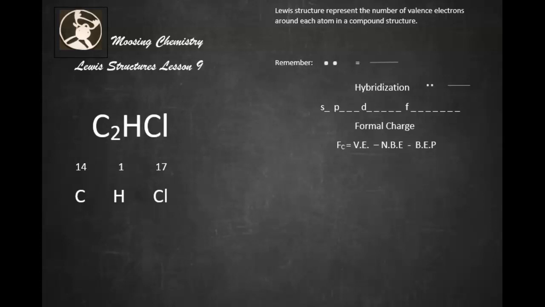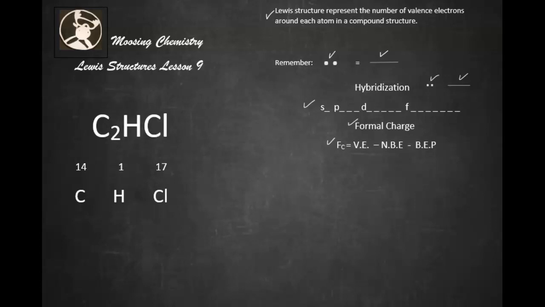This is Lewis structure lesson number 9. Lewis structures represent the number of valence electrons around each atom in a compound structure. Remember that an unshared pair of electrons equals a dash when they're being shared. In hybridization, we use unshared pair electrons and dashes to determine hybridization, and S will hold 1, P can hold 3, D can hold 5, and F can hold 7. Formal charge equals valence electrons minus non-bonding electrons minus bonding electron pairs.